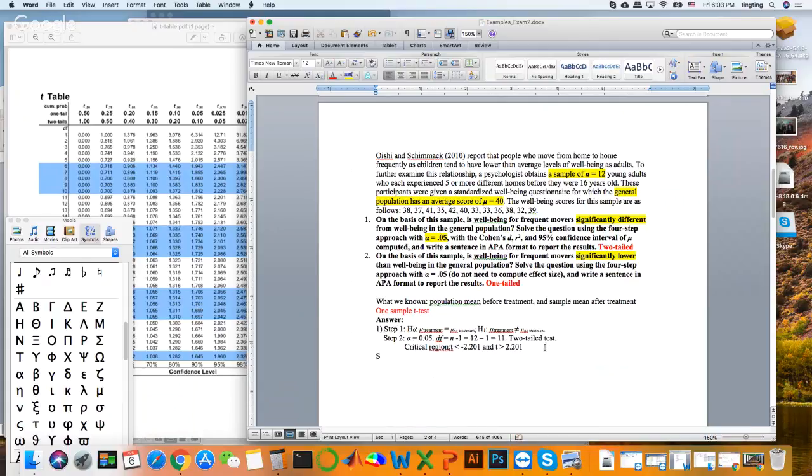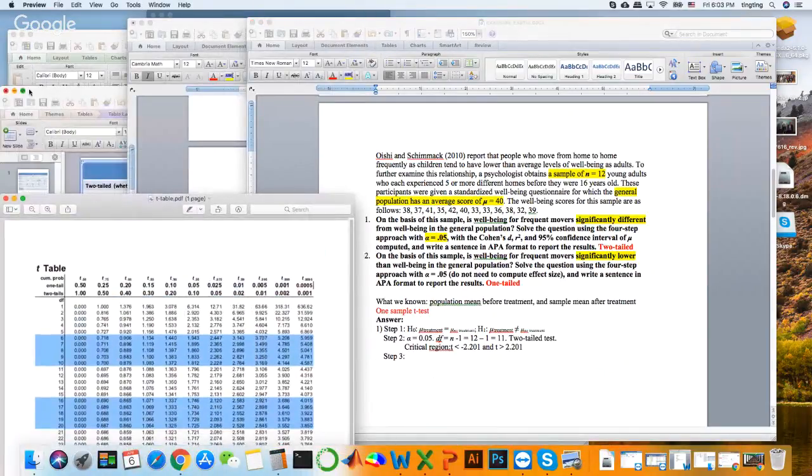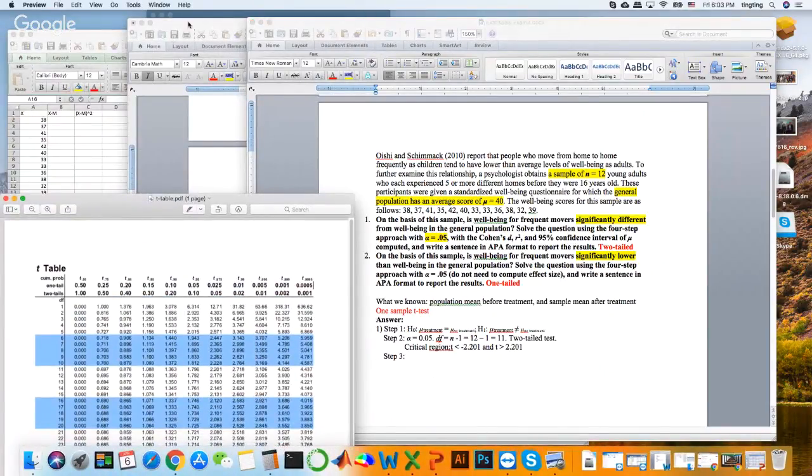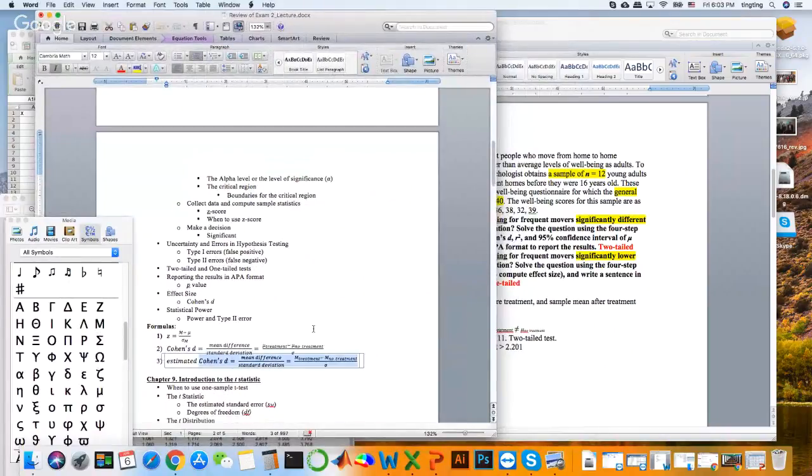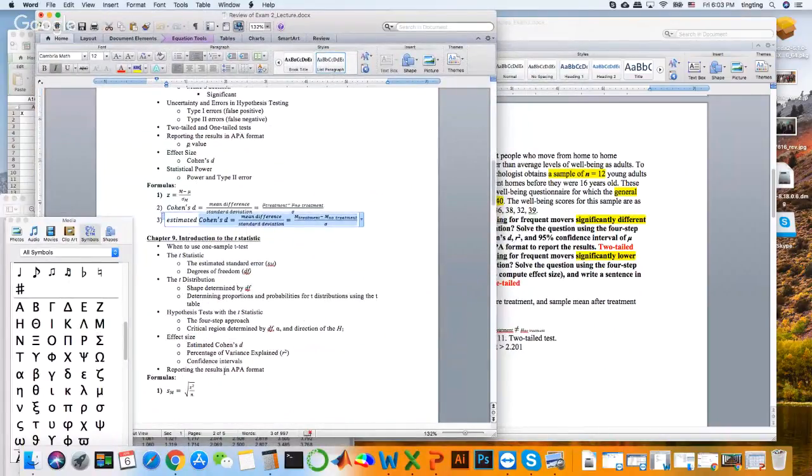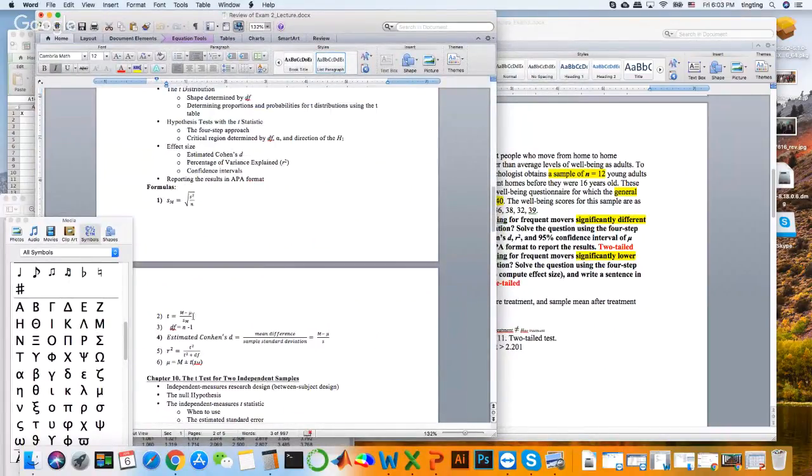We finish step 2, and let's start step 3. We need to compute the t-score. So go to a 1-tailed test. How to compute the t-score? We need to use this formula.